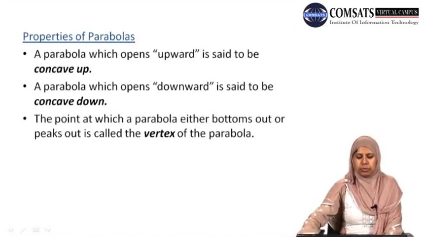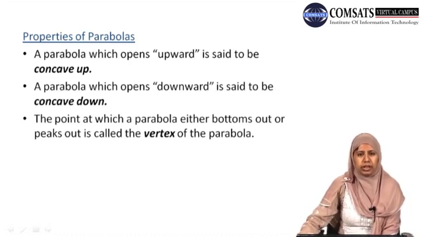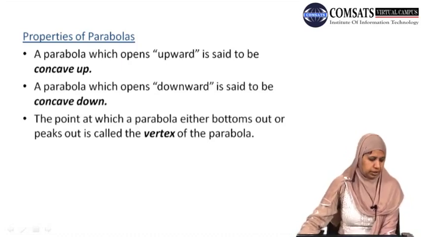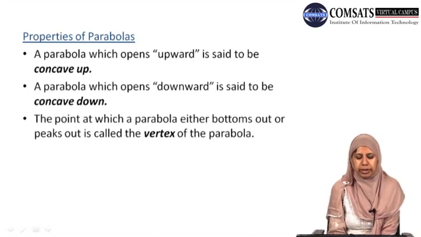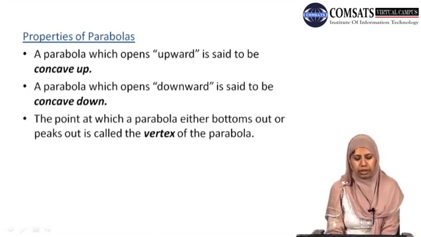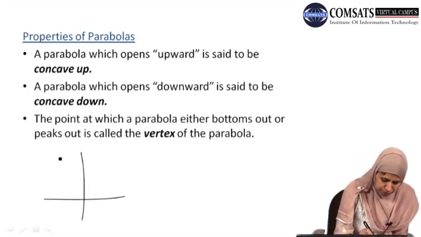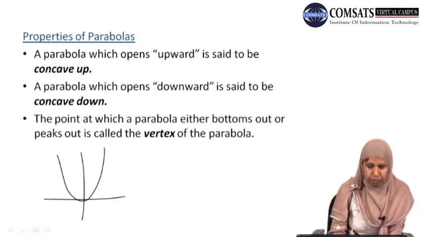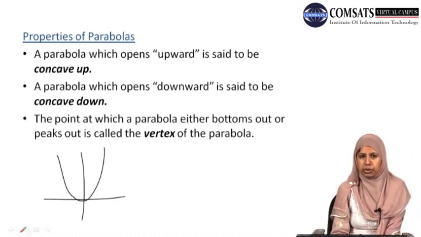And the point at which a parabola either bottoms out or peaks out is called the vertex of the parabola. Let's see with the help of a graph what we mean by the terms concave up, concave down, and vertex of the parabola. For example, we have our graph, we have our curve like this, which is a parabola.